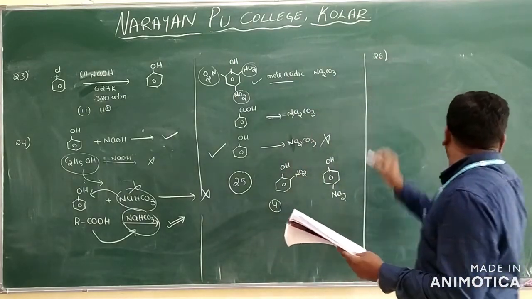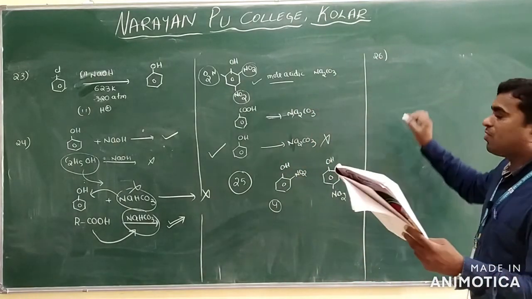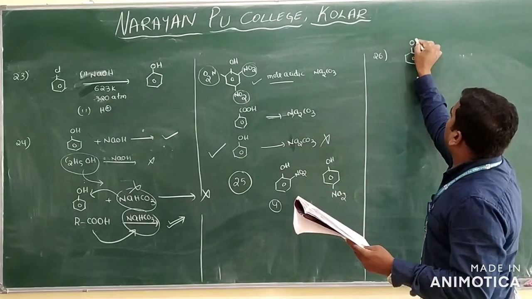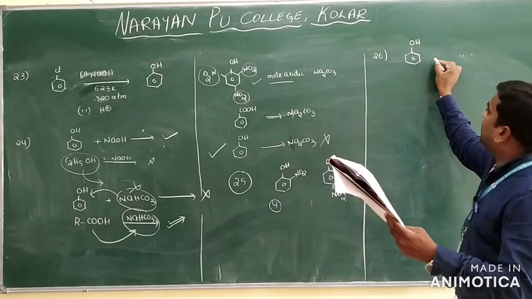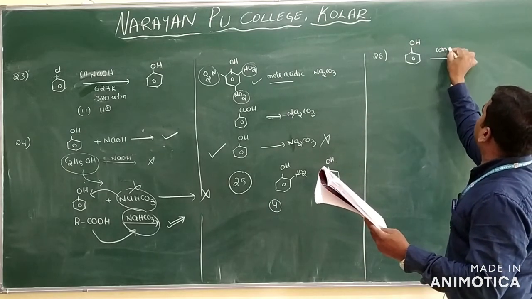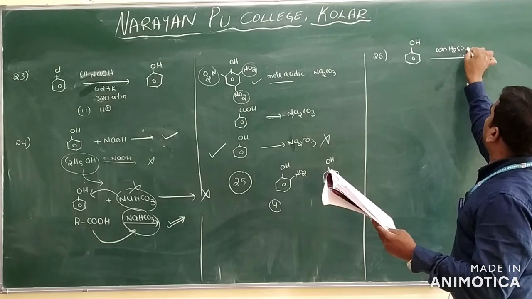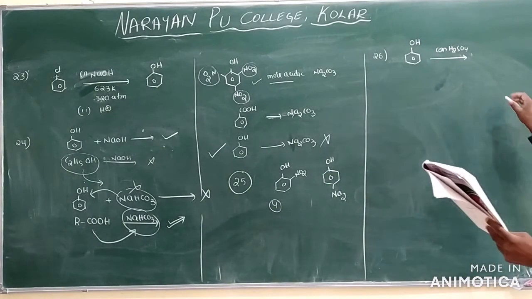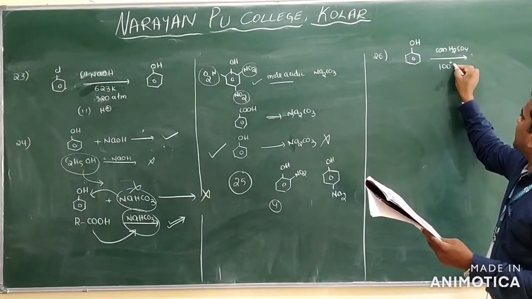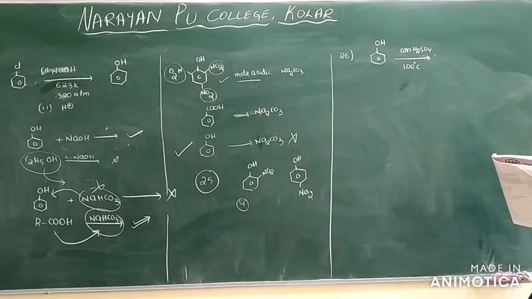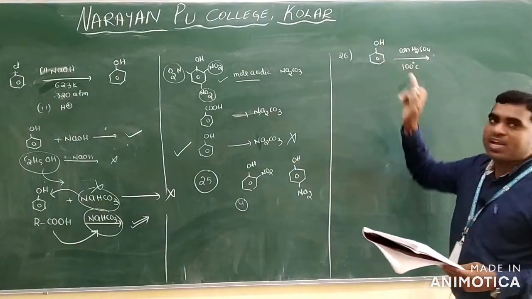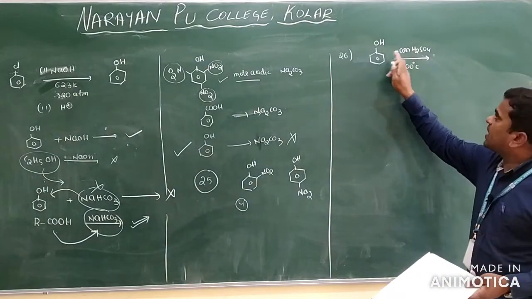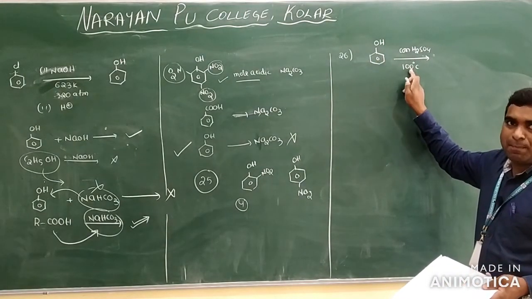Next one, question number 26. See now, what is the first one here? Phenol they have given. Clear? Phenol reacted with concentrated H2SO4. So then what will you get here at 100 degrees centigrade? It is a sulfonation. I already mentioned it is a sulfonation. Sulfonation of phenol depends upon temperature.